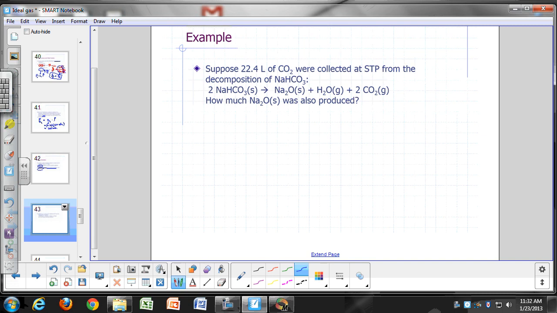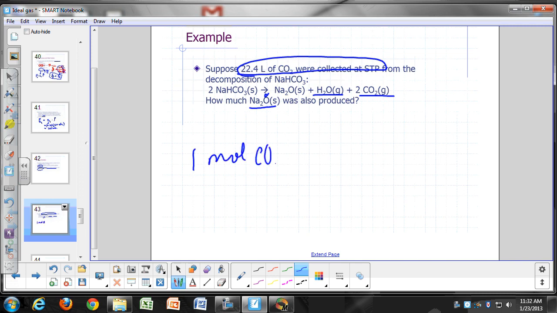Let's say 22.4 liters of carbon dioxide was collected at STP from the decomposition of sodium bicarbonate. So you have sodium bicarbonate, you heat it, you get sodium oxide, water vapor, and carbon dioxide gas. How much sodium oxide was also produced in this reaction? What's 22.4 liters at STP? 1 mole. So that means you've made 1 mole of CO2.